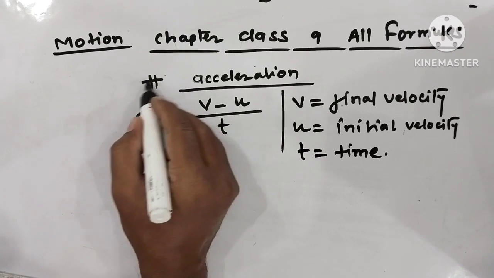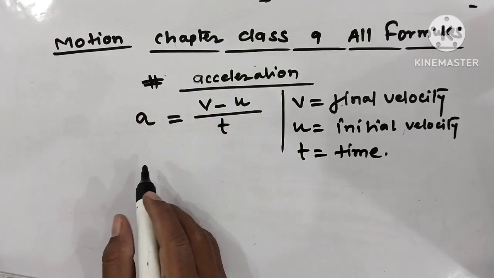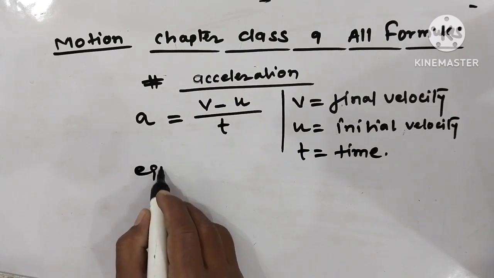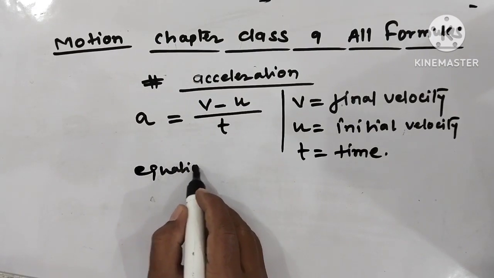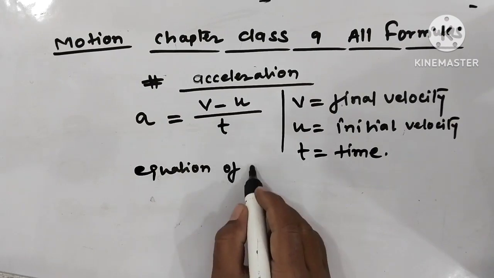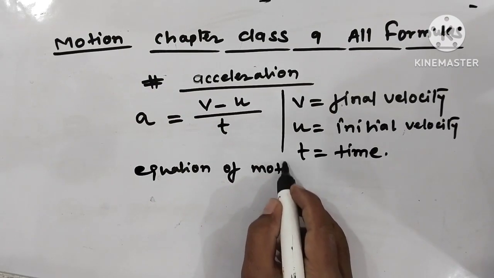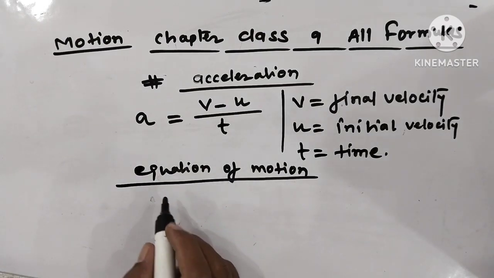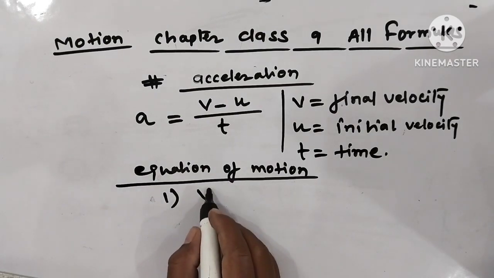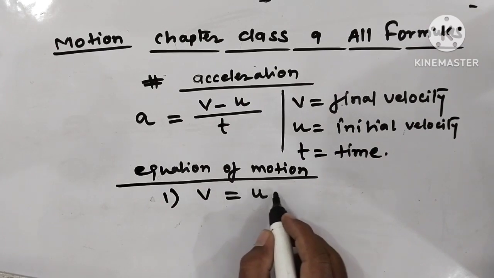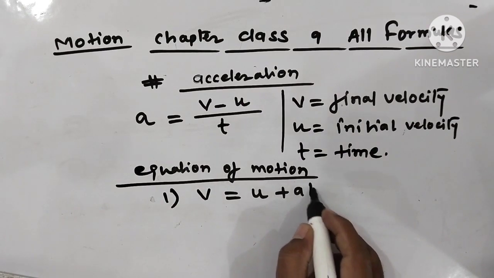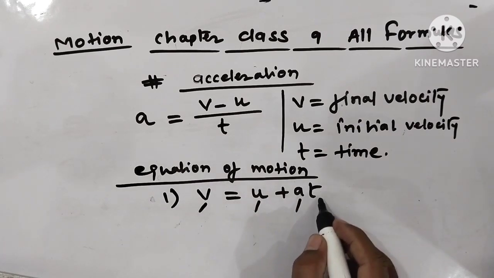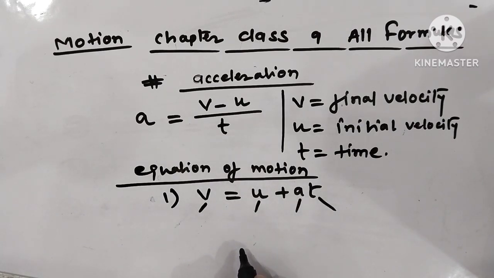Now next formula, equation of motion. There are three equations of motion. First is v is equal to u plus at. V is final velocity, u is initial velocity, a is acceleration, and t is time.